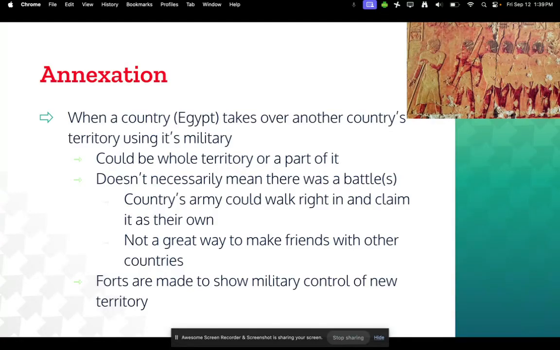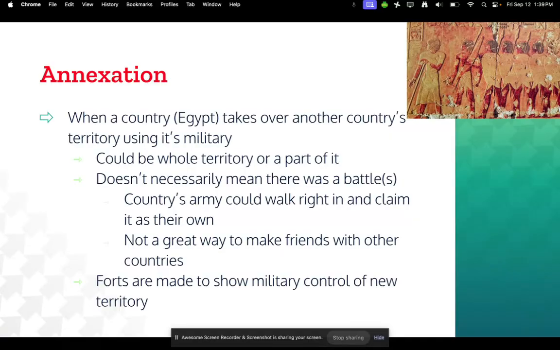So annexation. That's kind of a big word, but it'll pop up throughout the year. Annexation is when a country, such as Egypt, takes over another country's territory using its military. It could be the whole territory together, or it could be just a little part of the territory. And it doesn't always necessarily mean that there were battles or a war. What happened often, especially with ancient Egypt, because there was such a big military force, is that Egypt would just take its army and walk right into another country and claim it as their own.